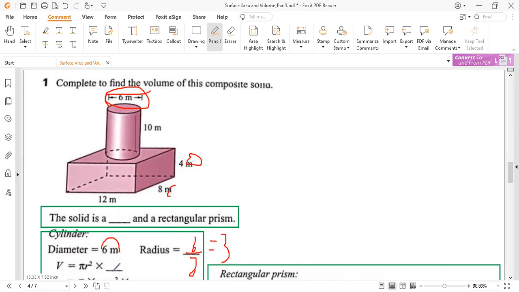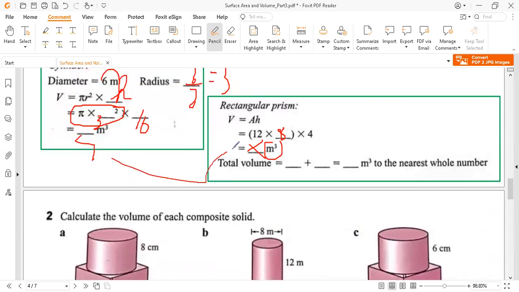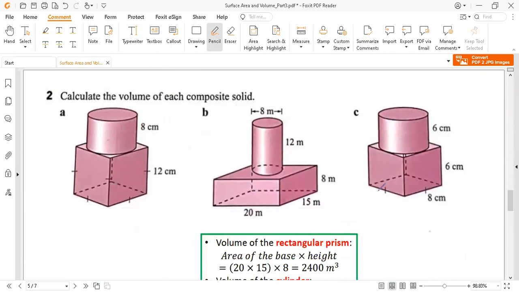We know the height is 10 meters. So normally it is pi r squared, which composes our area, the area of the circle of the cylinder. So pi times 3 squared, times the height, which is equal to 10, and we will obtain a volume. So we add this one to this one to obtain our volume in meters cubed to the nearest whole number.